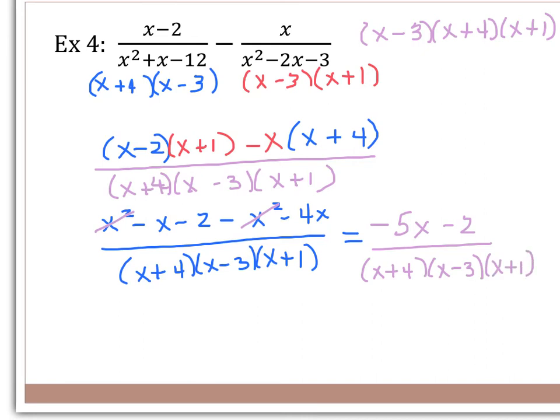Always do check and see if you can refactor your numerators, because sometimes you are able to cancel. And so that's always a very good idea, so that you can see if you can simplify it even further.